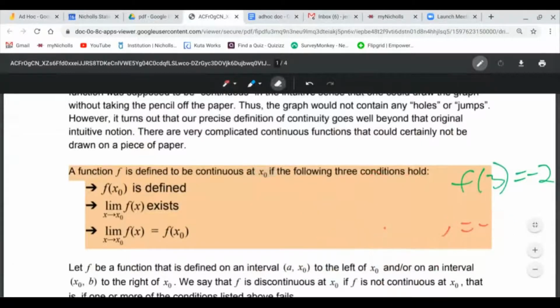things, right? f of x is not defined. The limit as x approaches some value doesn't exist. And the limit as x approaches some value of f of x has to equal f of that value. So if any of those three is a problem, that's going to be where we're discontinuous. So we need to keep that in mind while we're looking at these.